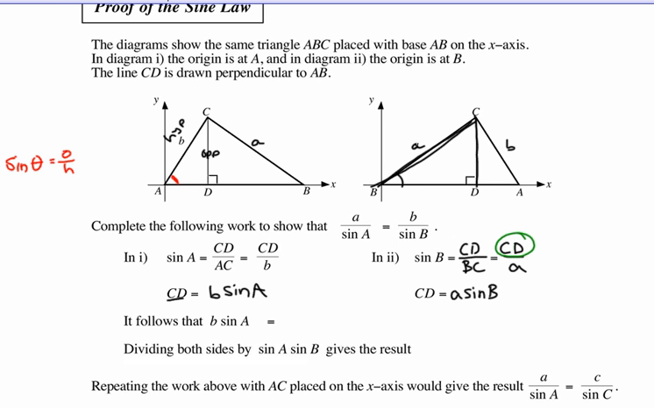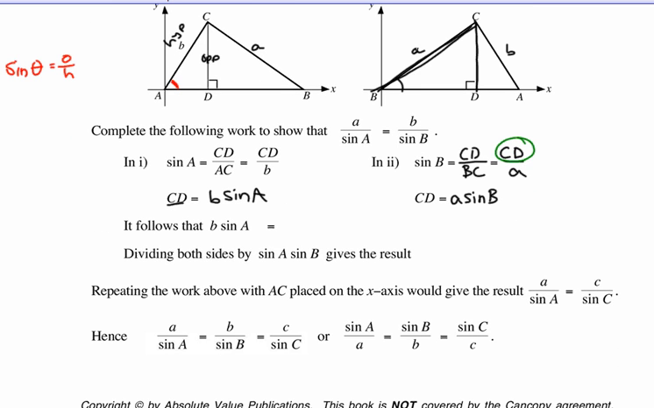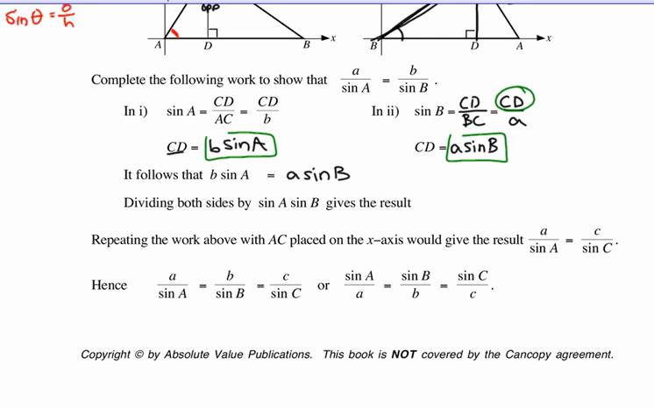Okay, so if we know CD is equal to b times sine a and CD equals a times sine b, then we can set them equal to each other. So b sine a, that transitive property that we use in the other unit, is equal to a sine b. And if we just rearrange the formula, so divide both sides by sine a sine b, that gives us the following result.